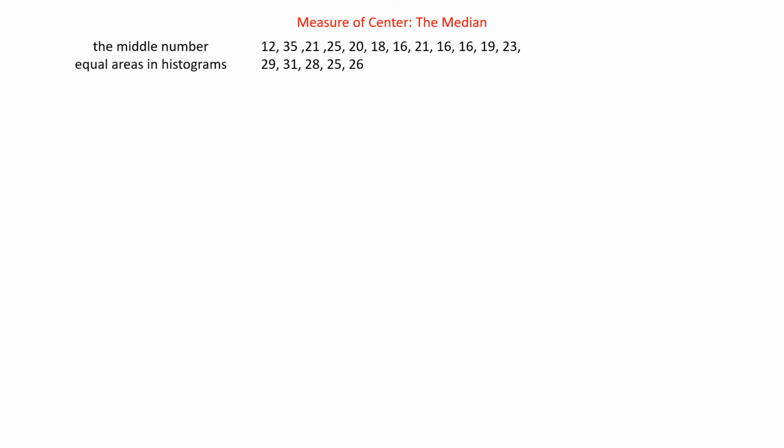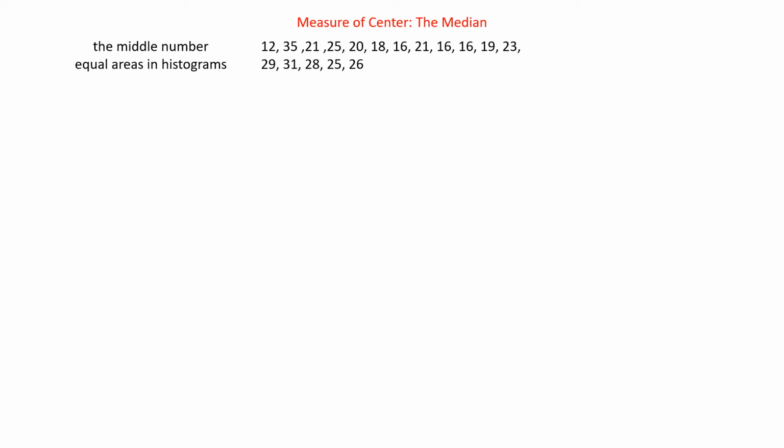So one of the measures of center we have, so that was all about shape. Now we're looking at center. One of the centers is the median. So the median, let's get our data. The median is the middle number. It also splits a histogram into equal areas.